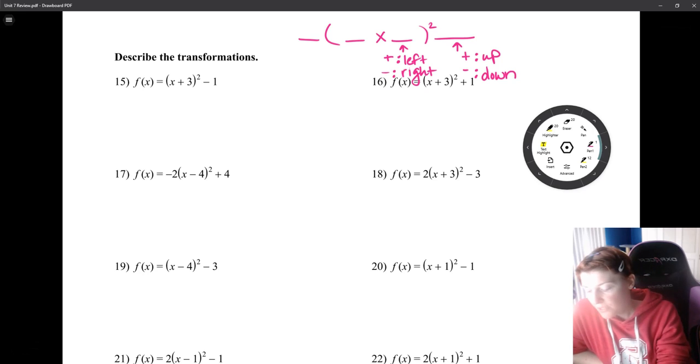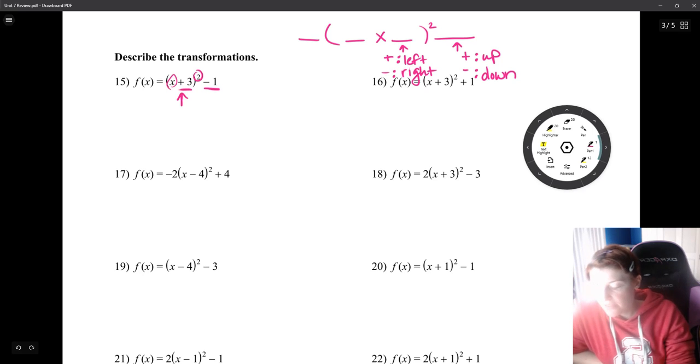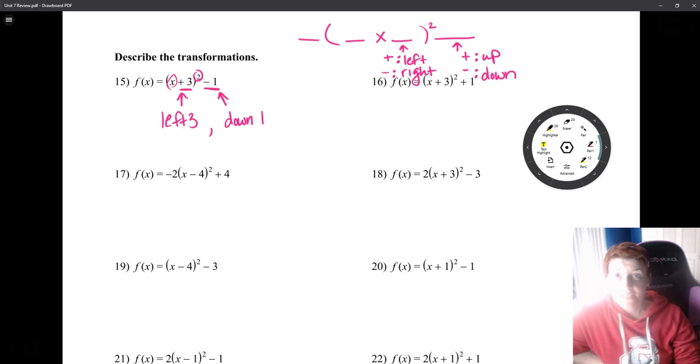So I'm going to ignore the x and the square and only consider these 2 pieces. So I know a plus on that line means left 3. And a minus on this line means down 1. So the answer is left 3, down 1.